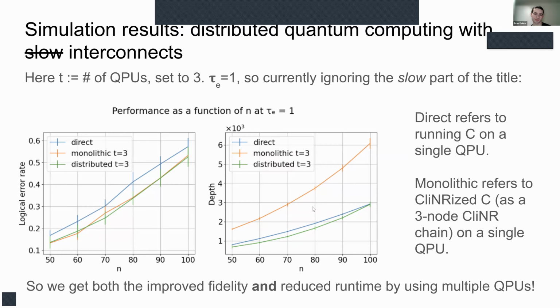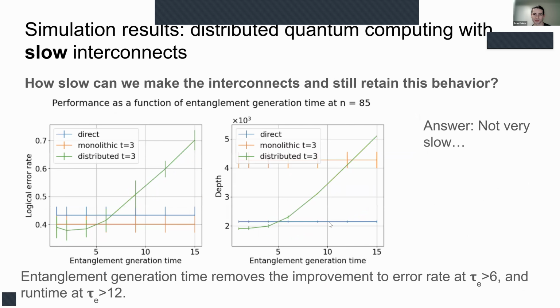But then the interesting part is that our runtime actually improves as well. So normally this improvement in fidelity comes at a cost of runtime here. And that's what you can see with the difference between the yellow line and the blue line. But in the distributed case, we actually get improvements in the runtime over even the normal Clifford circuit just being applied directly because we're splitting the circuit into parts and parallelizing. So we get both the logical error rate improvements and the runtime improvements simultaneously. So it's exactly what we want to see.